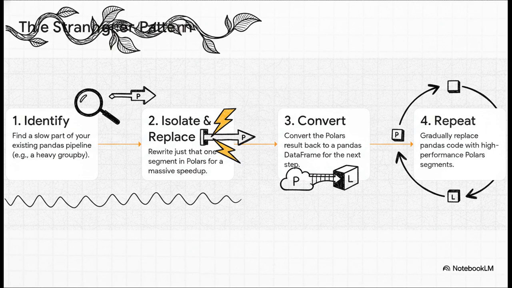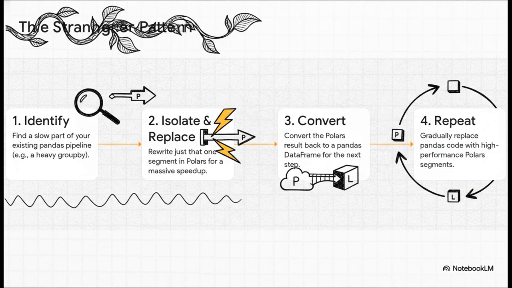Here's how it works. You find the one single slowest part of your existing pandas code. You rewrite just that tiny piece in polars to get that huge speed boost. Then, you simply convert the result back into a pandas data frame, and the rest of your pipeline just keeps going like nothing happened. You get a massive performance win without having to rewrite everything.